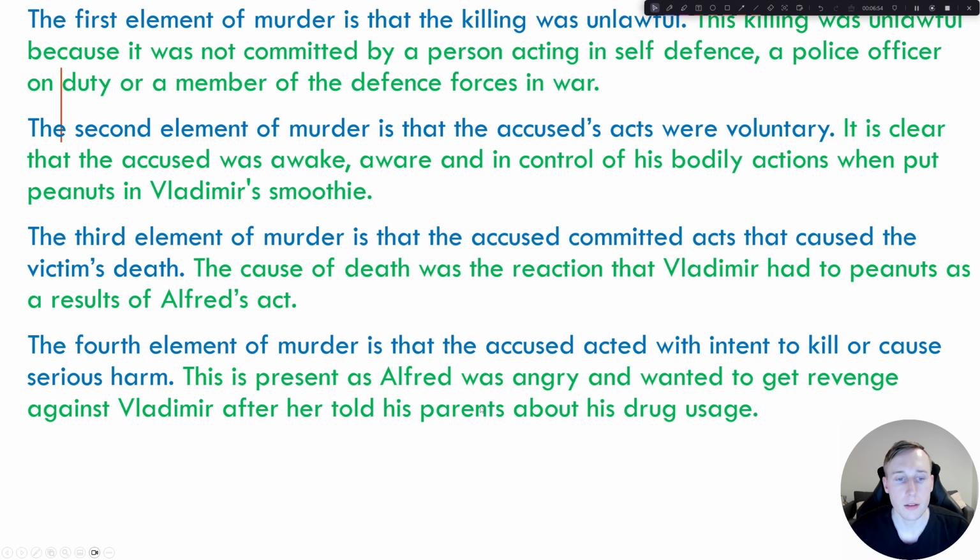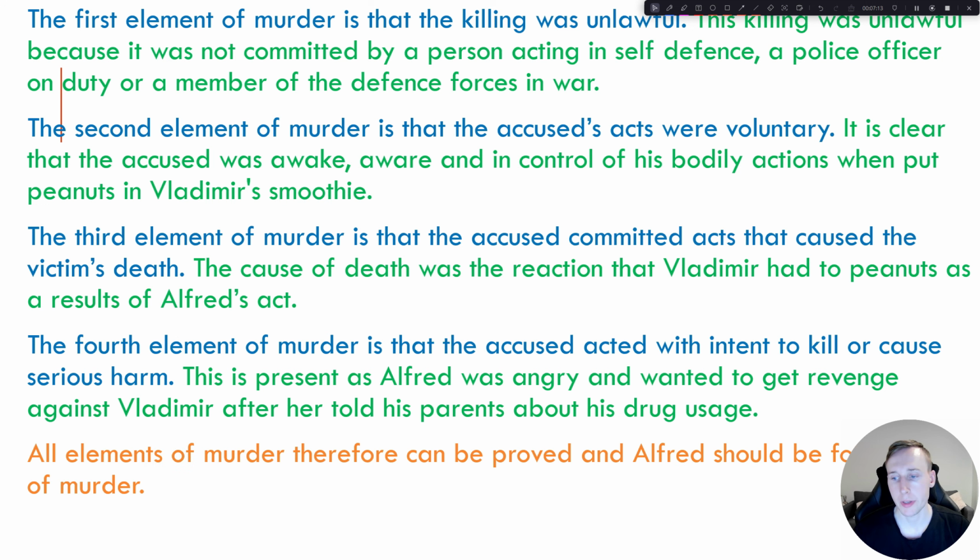And then lastly, the fourth element is the accused acted with intent to kill or cause serious harm. Obviously because of this case study here, he wanted to get revenge because he had told his parents about his drug usage. So clearly he had an intent, or he had that mens rea to commit that crime there. And then we can just finish up by saying that all the elements were therefore present and that he should be charged with murder.